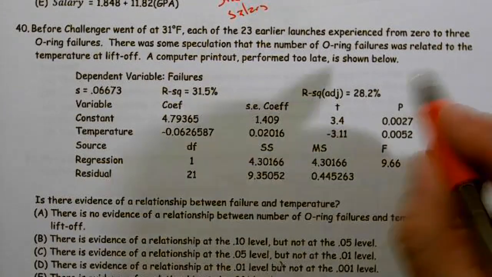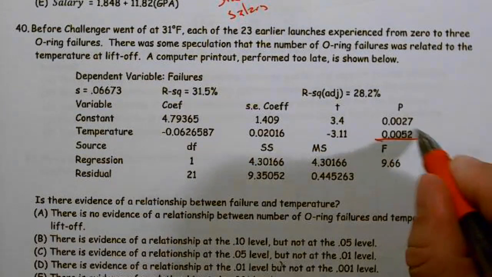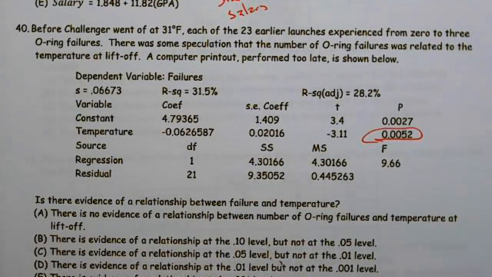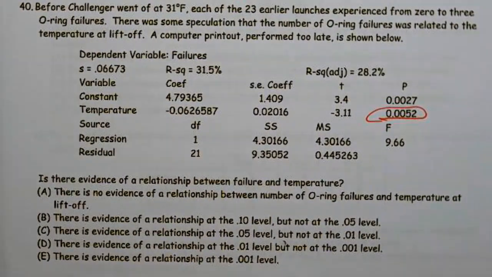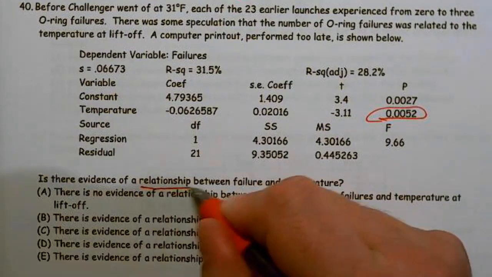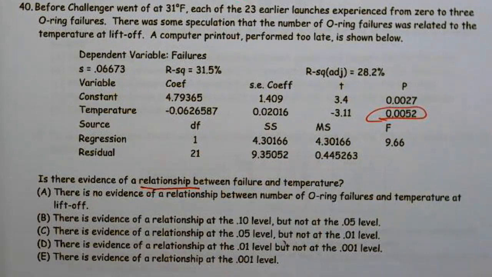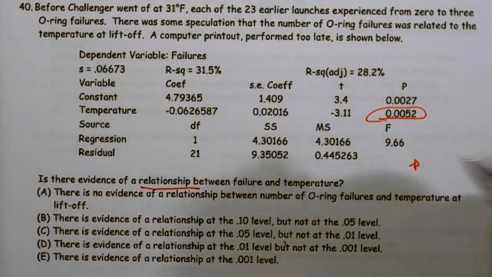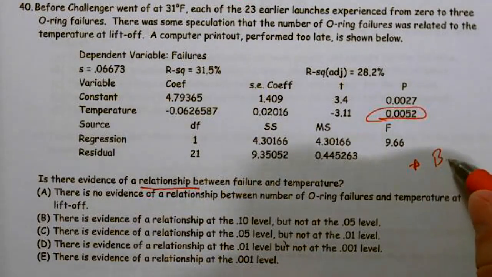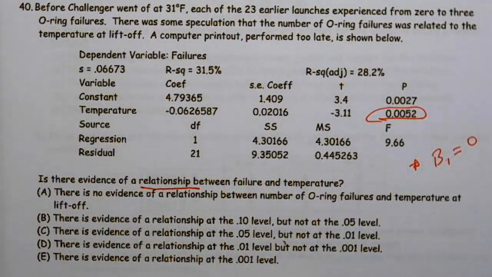So what is my p-value? My p-value happens to be 0.0052. So there is evidence of a relationship. When I say there's a relationship, they're asking, are they correlated? Because we have x and y variables, are x and y related? So is the slope valid? If there is no relationship, we would say that our slope, our beta 1, equals 0, and there is no linear relationship.